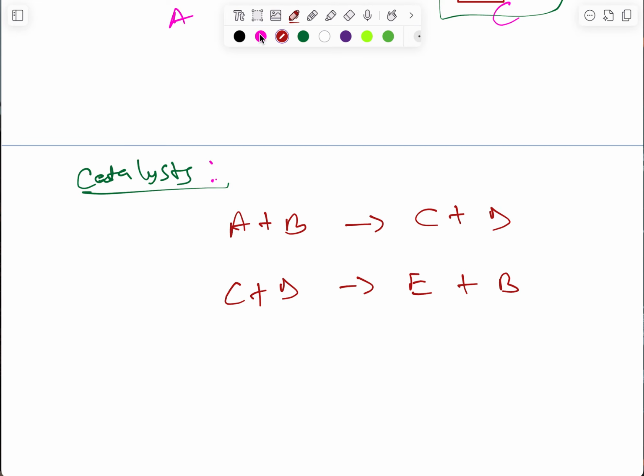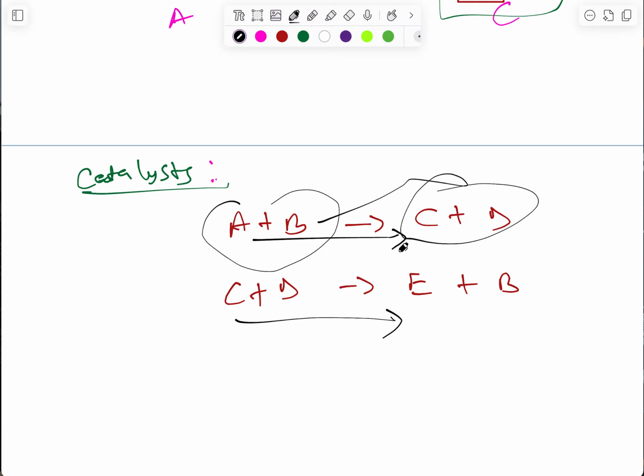So I've broken the reaction down into phases now. This is phase one. It proceeds to this point, then it proceeds to phase two. A plus B produce C and D. Then C and D continue the reaction and they produce E and B. So you notice that the B that you started with is now here again.